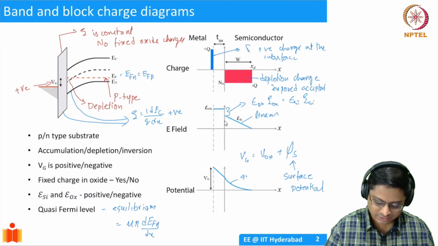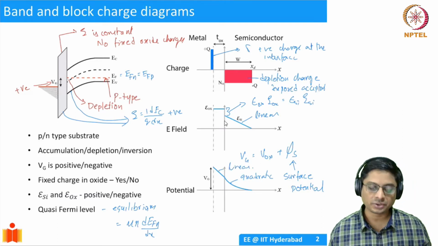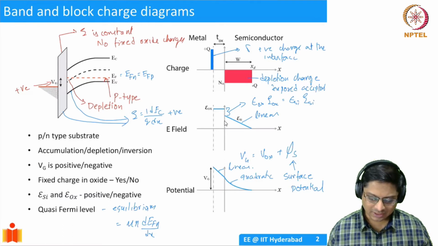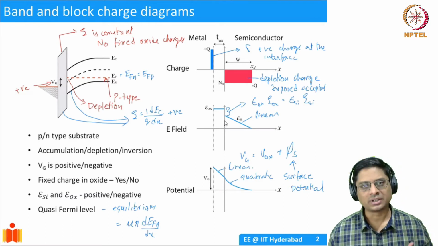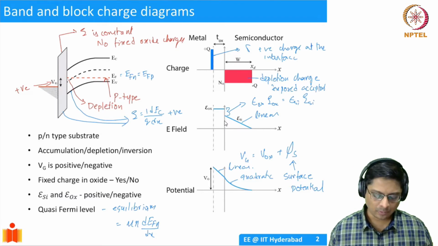So this is quadratic, and this is linear. Why each of these things turns out to be that way, you should be comfortable. All right. So this is what we did last time, and then you should do this for accumulation, for inversion, for PMOS, all of that. Okay. All right.